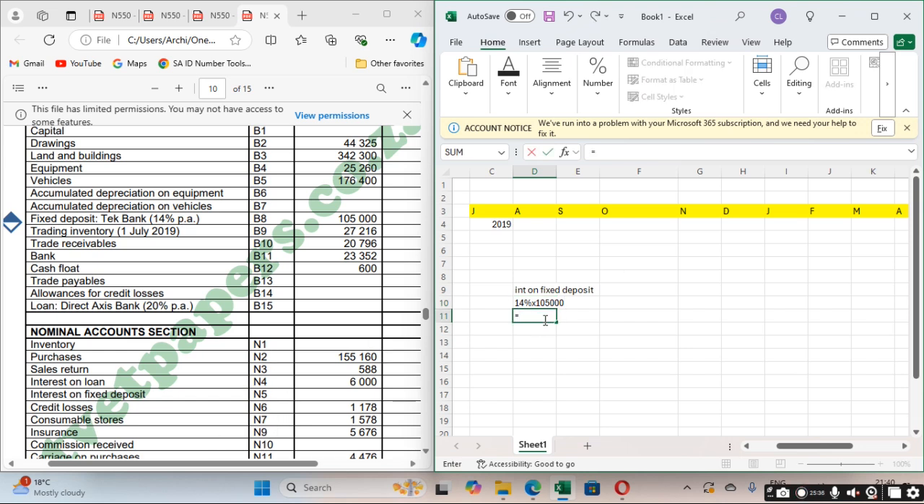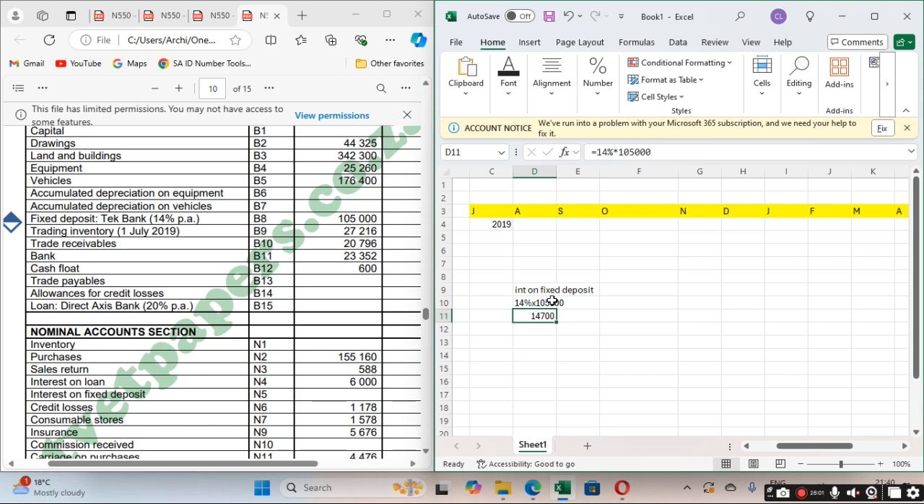And then our answer will be 14% multiplied by 105. 1, 2, 3. Our answer will be 14,700. So we need to pay 14,700 for the period we are currently on our fixed deposit. They need to give us what?